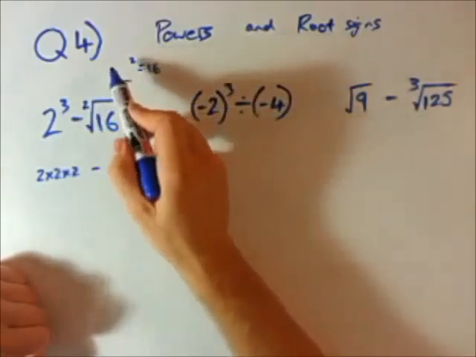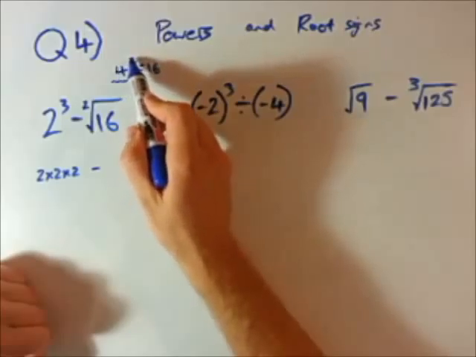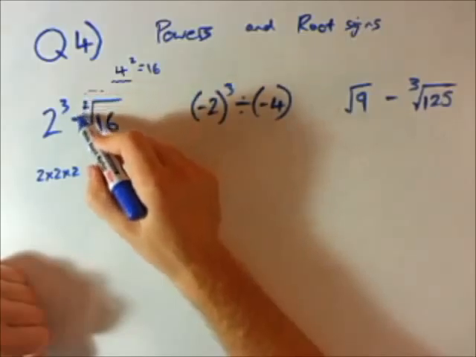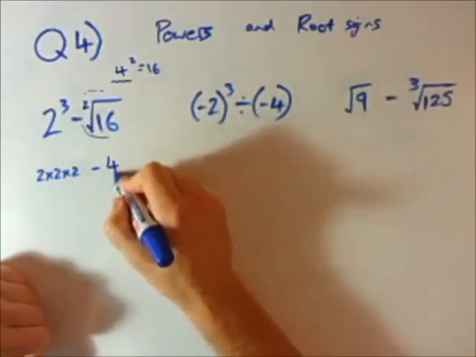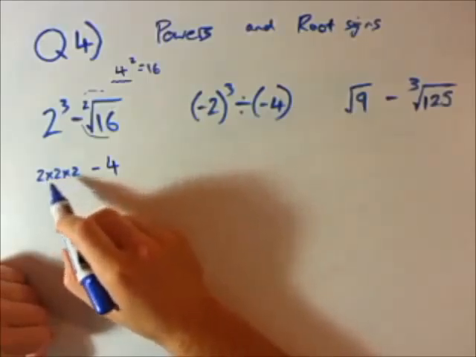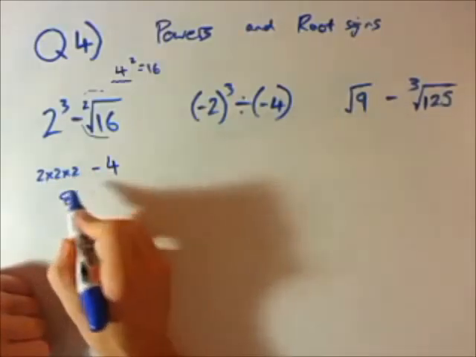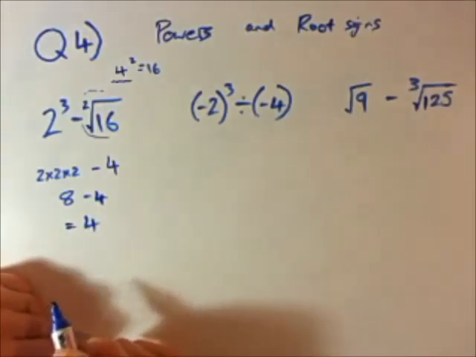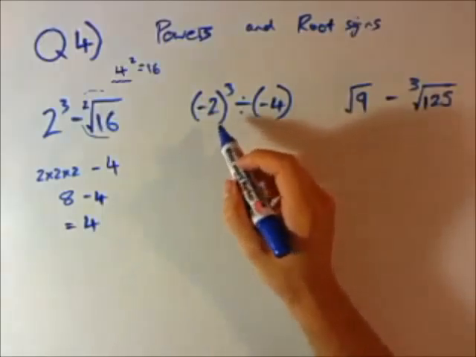Now I know that 4 to the power of 2 is 16. So the square root of 16 is 4. Now let's continue. 2 times 2 times 2, that is 8, minus 4. My final answer here is 4. Okay, another one here.